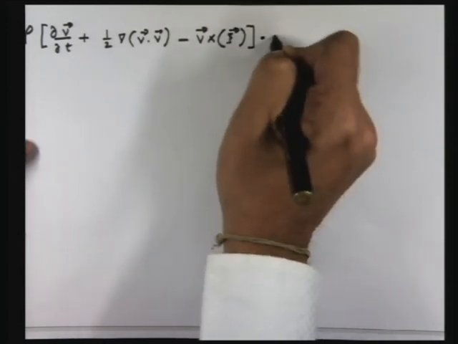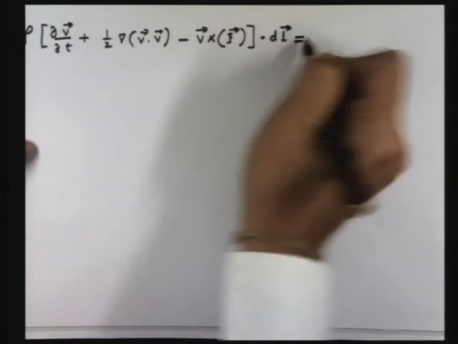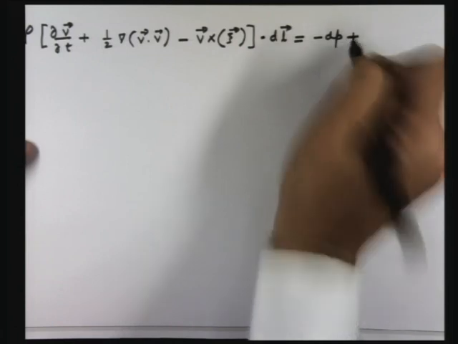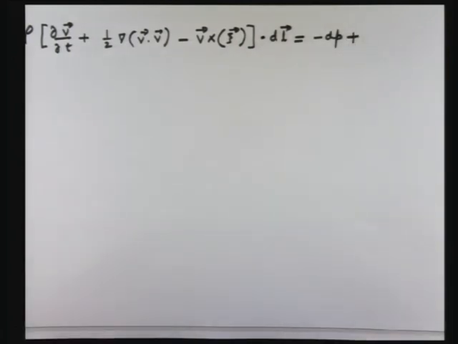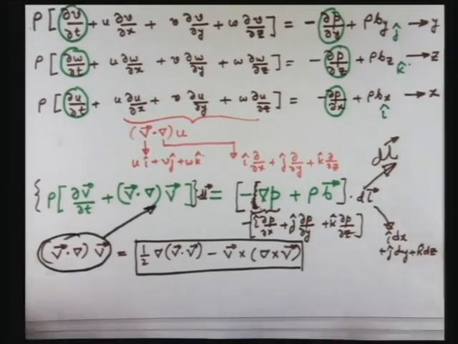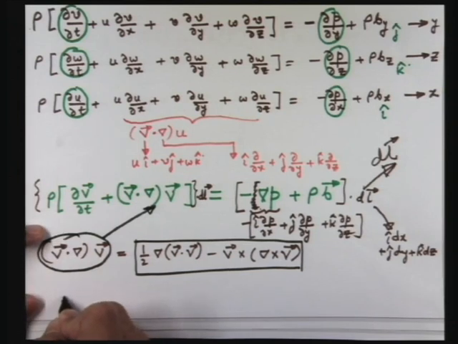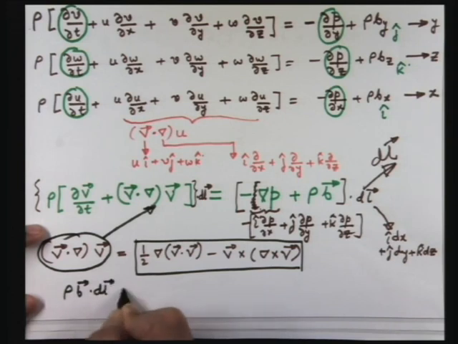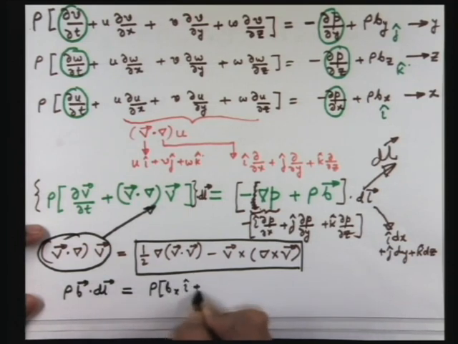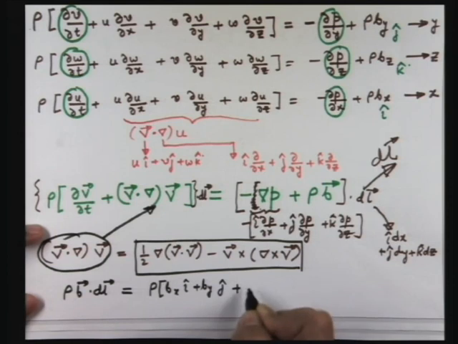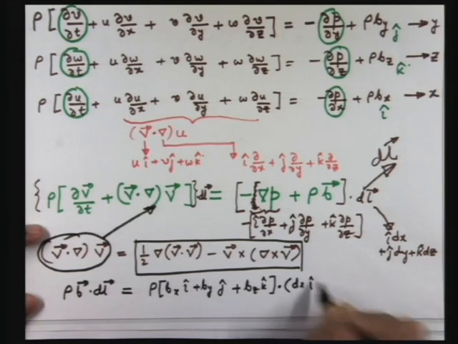This entire thing was dotted with dl is equal to minus dp plus... Now let us come back to the previous equation again. We have a term rho b dot dl. So what is this? Rho (bx i plus by j plus bz k) dot (dx i plus dy j plus dz k).